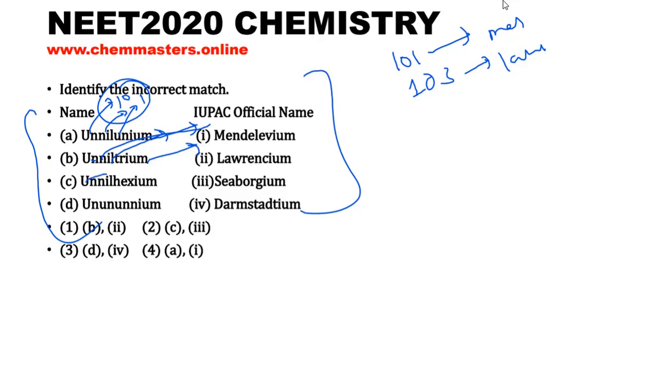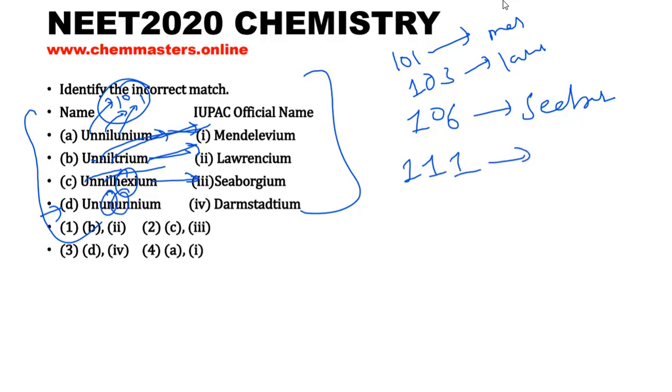Now just look at the third one. Un means 1, nil means 0, and hex means 6, 106. It is Seaborgium. So that's why the third is also the correct match. Now just look at the fourth one. Un means 1, next un means 1, and next un means 1. So 111 atomic number, which is Roentgenium. But here we have been given Darmstadtium. That's why the fourth is not the correct matching, and that is our answer.